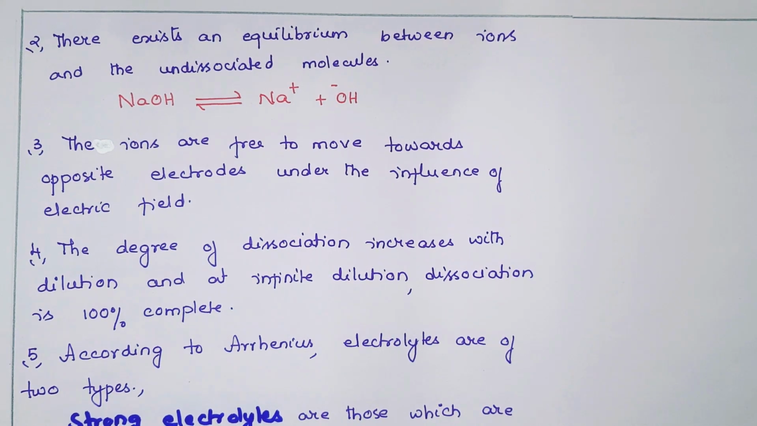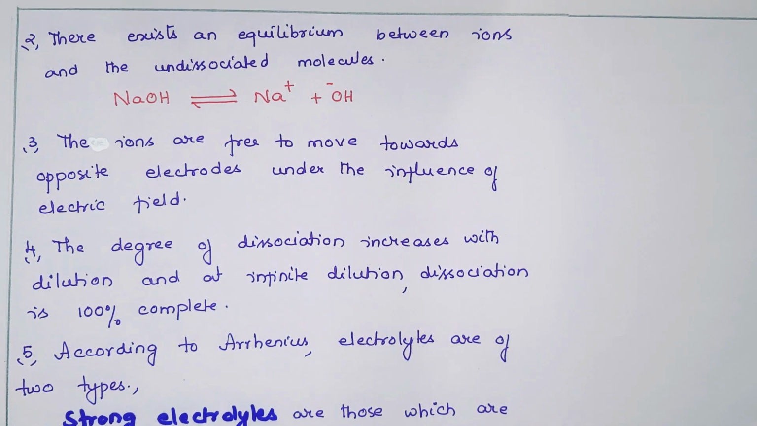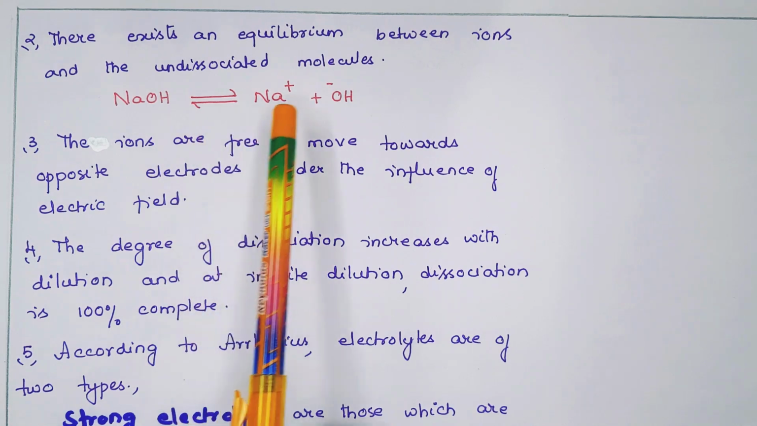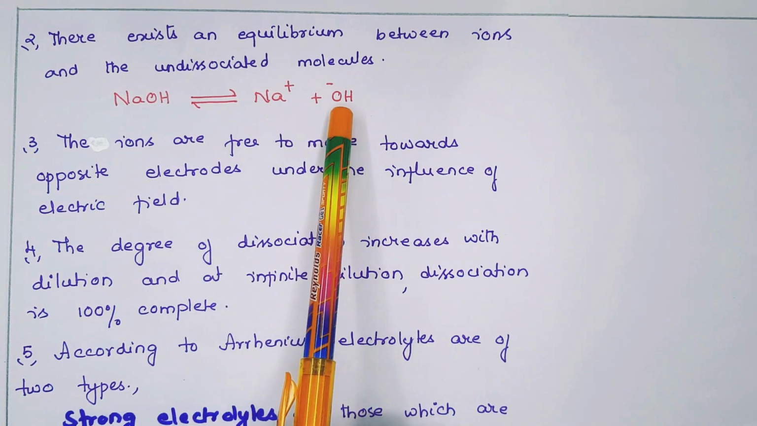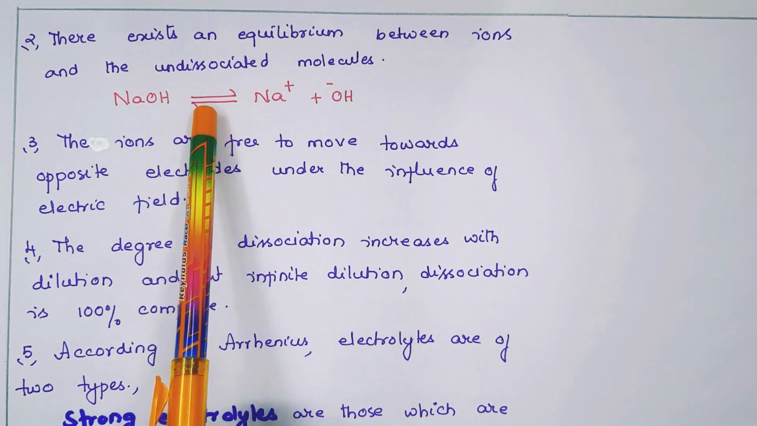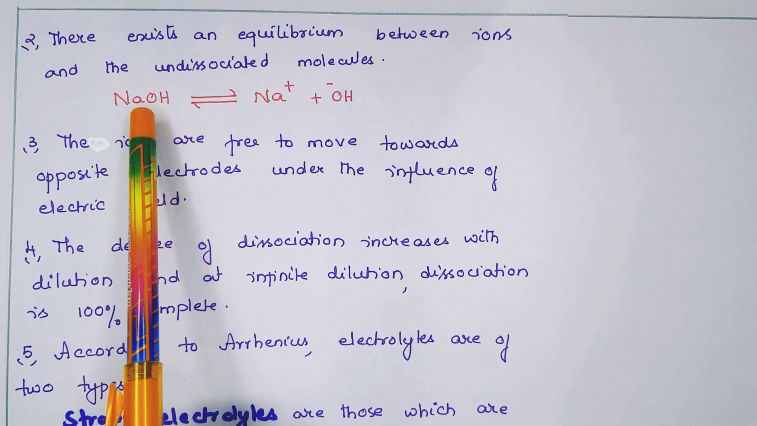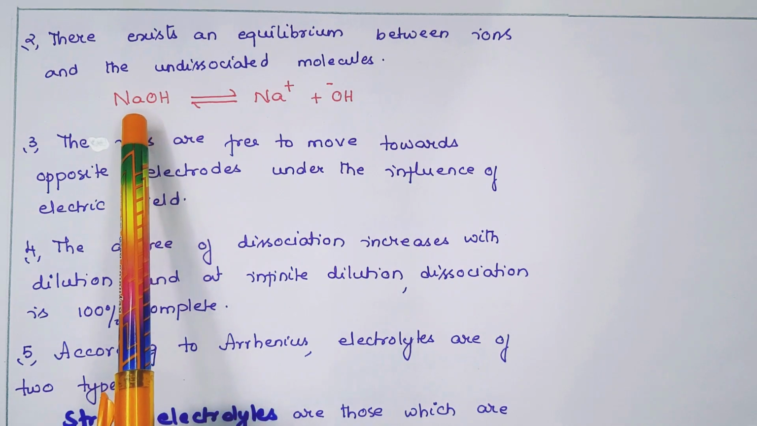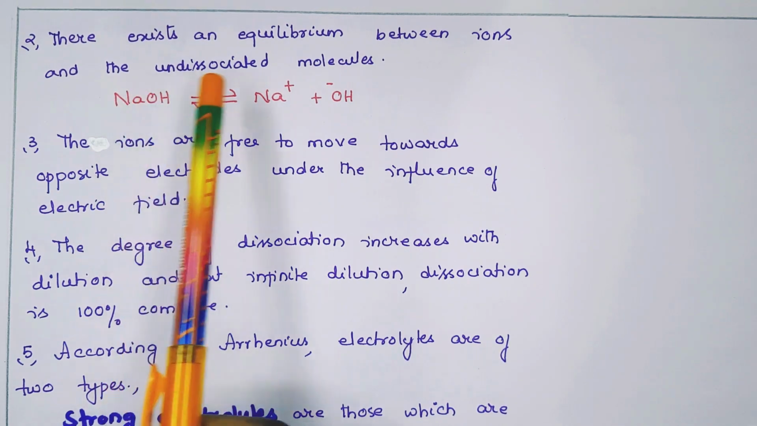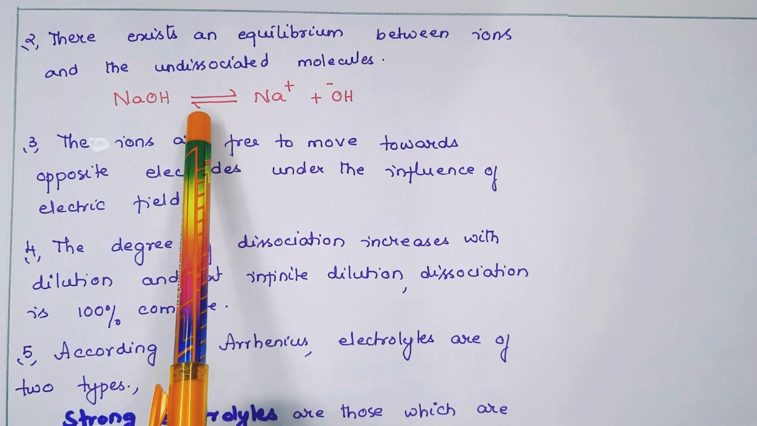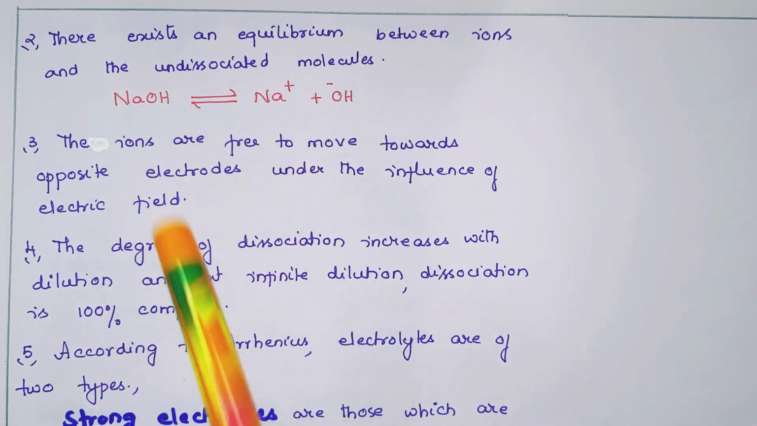So I have mentioned here NaOH gives Na plus and OH minus. This is the sign of equilibrium, students. These are the dissociated ions and some part of the undissociated sodium hydroxide. So this portion and this portion, there exists an equilibrium between these two.